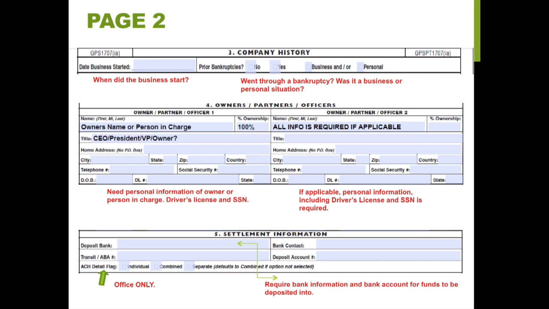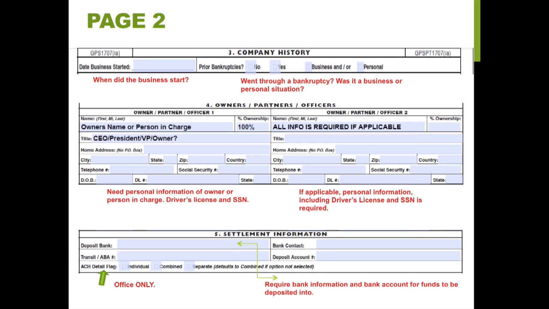We would like to have the name of the owner, the percentage of ownership this person has, this person's title, as well as the home address, including city, state, zip code, and the country. We would also like to have the telephone number of this owner, as well as his or her social security number, date of birth, driver's license number, and the state of the driver's license. Please note that the driver's license number is not required.